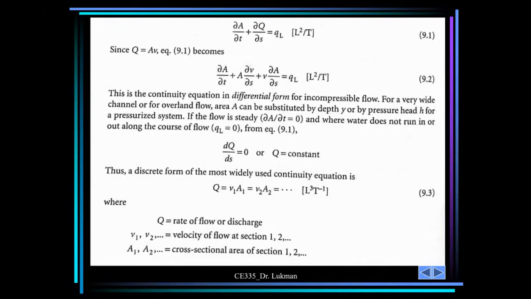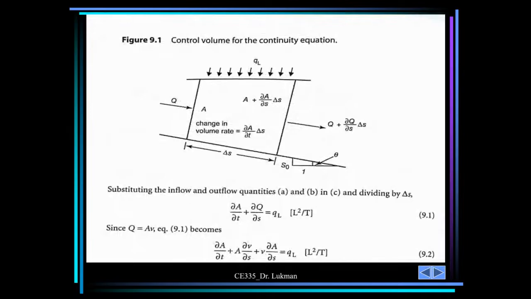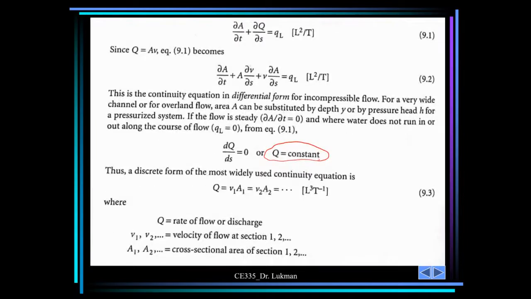This is where we start. We derive the continuity equation. The most important thing here is that Q equals constant. That is the discharge, the flow rate, is the same. We know that the flow rate, which is in L cubed over T, is given by AV: the cross-sectional area of flow times the fluid velocity. These two, when multiplied out, give the flow rate.